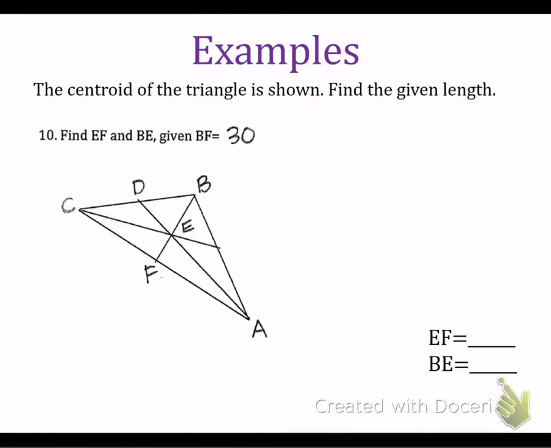All right, here is number 10. So find EF and BE if the whole thing is 30. So this is kind of like the last one in reverse, right? If the whole thing is 30, from the midpoint to the centroid, that's EF, that's going to be 1/3 the whole thing. From the centroid to the vertex is going to be 2/3 the length of the whole thing.